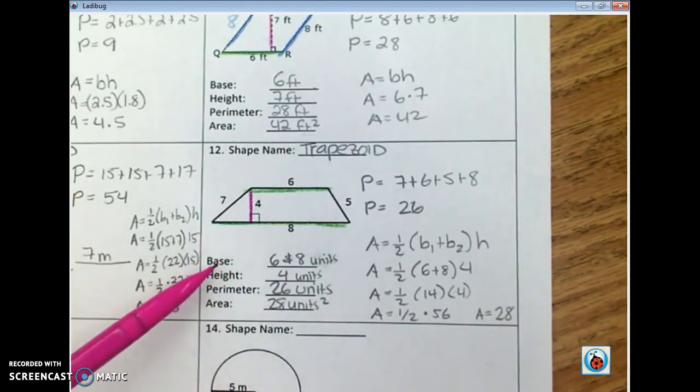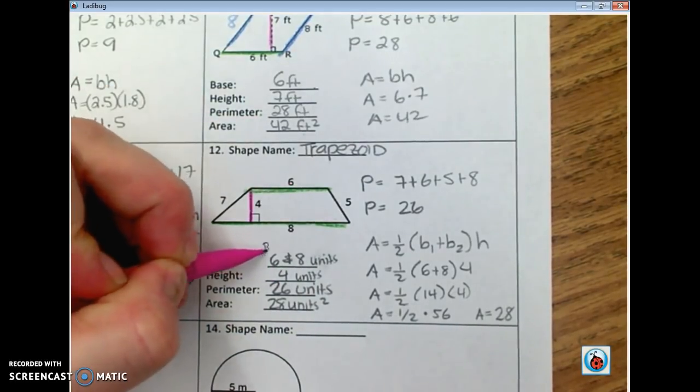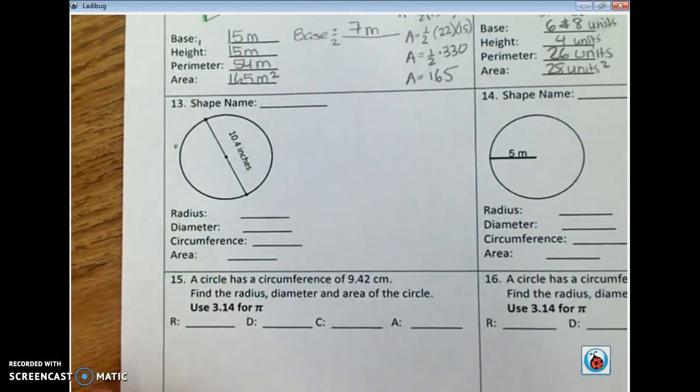There's my formula. For the baseline, instead of writing 2 separate lines, I just put the 6 and the 8 on the same line. So this was base 1 and this was base 2, or vice versa. All right, once you're done looking at that problem, again, if you need more time, go ahead and pause and take a look at your work and compare. Otherwise, let's go ahead and continue to number 13.